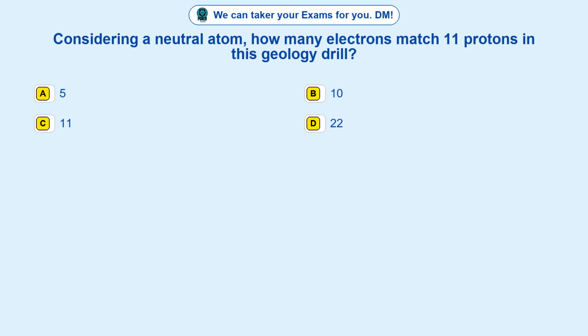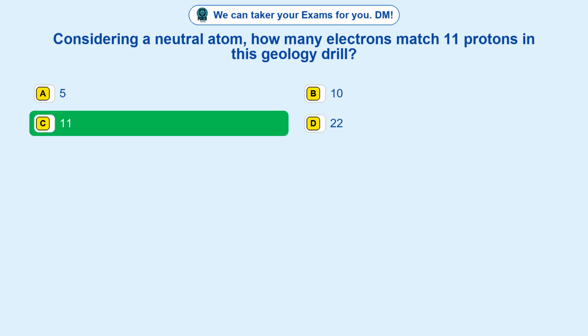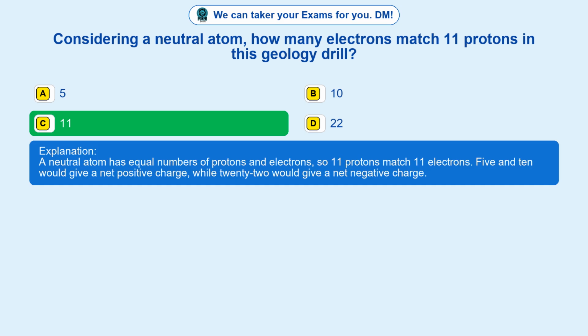Question 32. Considering a neutral atom, how many electrons match 11 protons in this geology drill? Option A, 5. Option B, 10. Option C, 11. Option D, 22. The correct answer is option C, 11. A neutral atom has equal numbers of protons and electrons, so 11 protons match 11 electrons. 5 and 10 would give a net positive charge, while 22 would give a net negative charge.